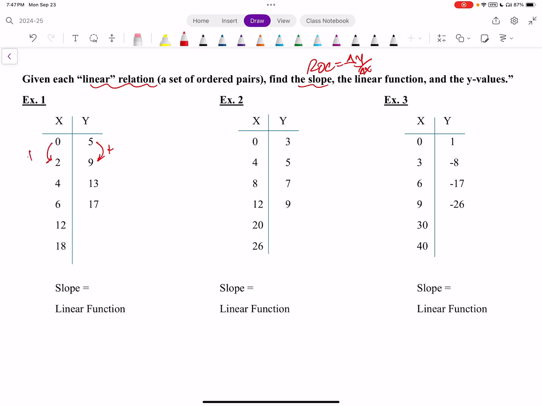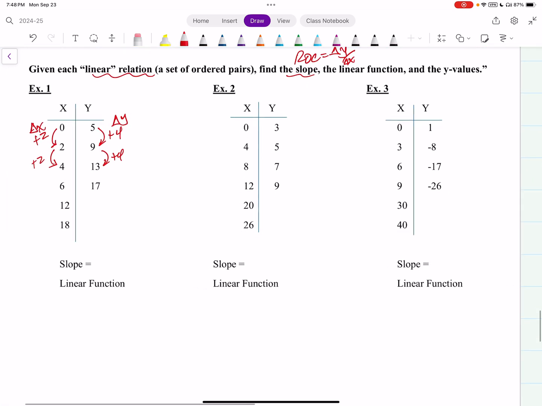On the change of x, we have plus 2 all the way through. That's your delta x. Your change in y is 4. That's consistent through here. So your slope, or what's called your rate of change, is delta y over delta x. That's 4 divided by 2, or 2. And remember, for your linear function, it's always y equals mx plus b. And because you know the slope is 2, you start off with 2x.